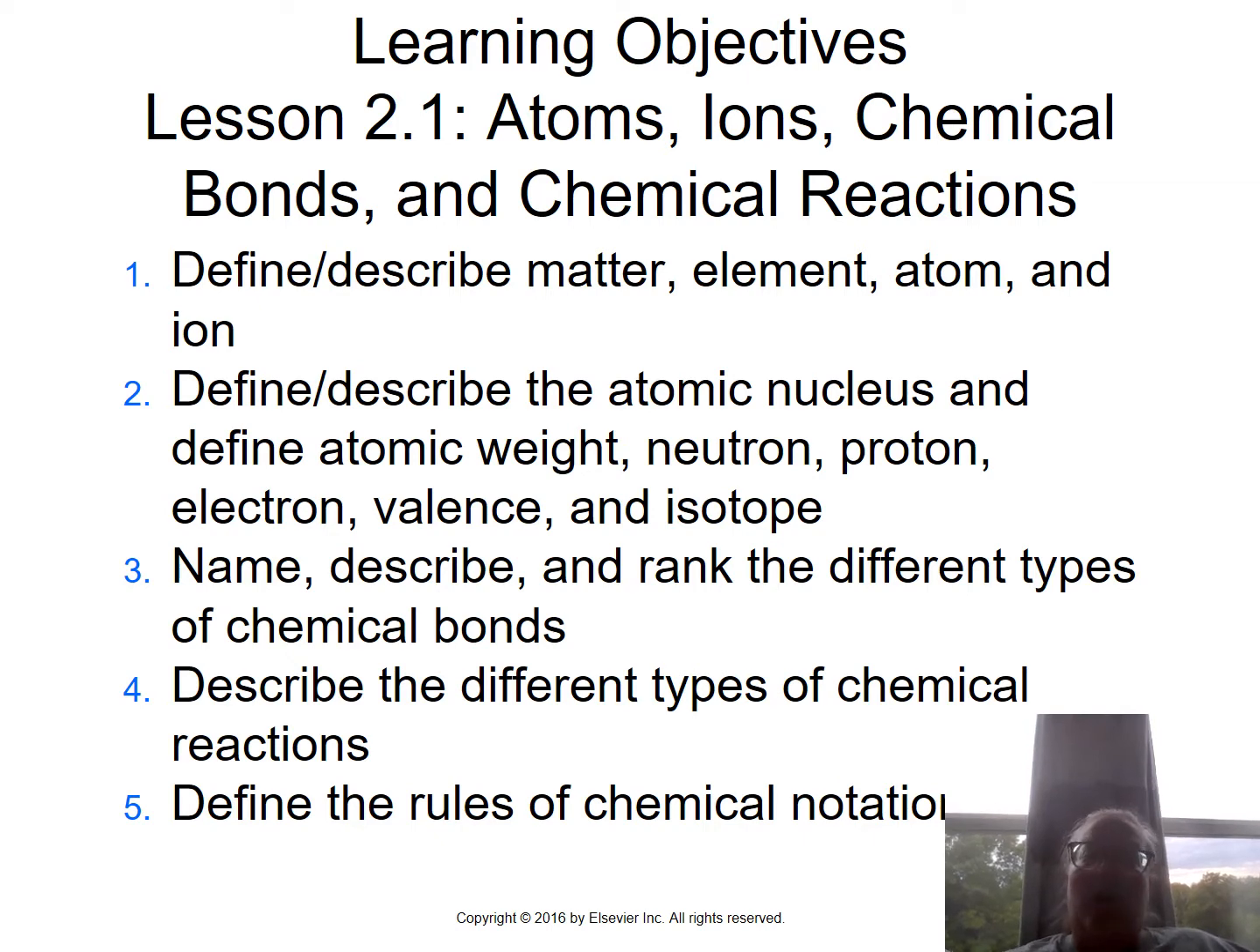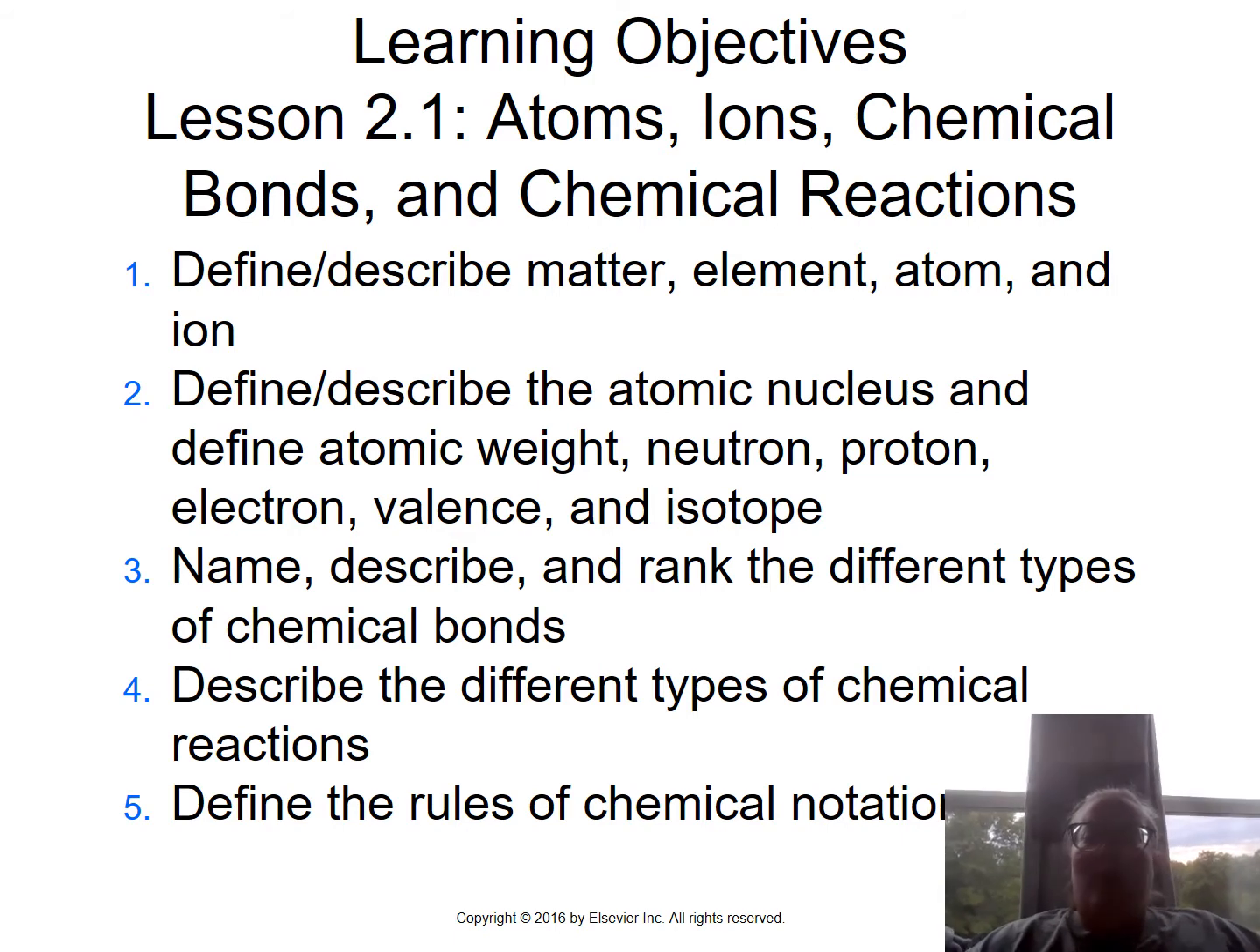But the first thing we're going to talk about is defining and describing matter, elements, atoms, and ions. We are also going to define and describe the atomic nucleus and define atomic weight, neutron, proton, electron, valence, and isotope. Also, you should be able to name, describe, and rank the different types of chemical bonds. After this lesson, you should be able to describe the different types of chemical reactions and define the rules of chemical notations.